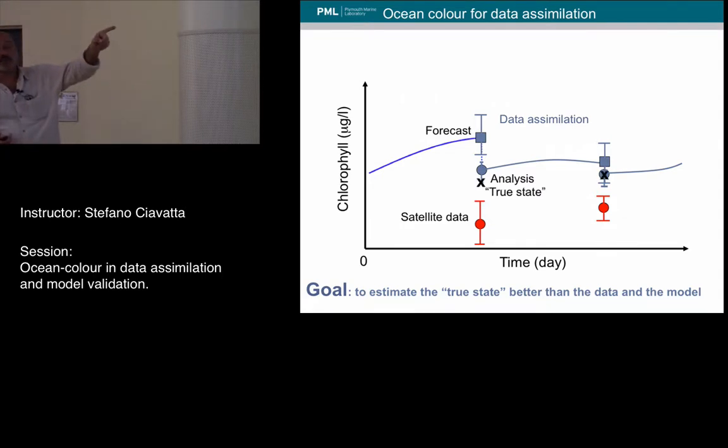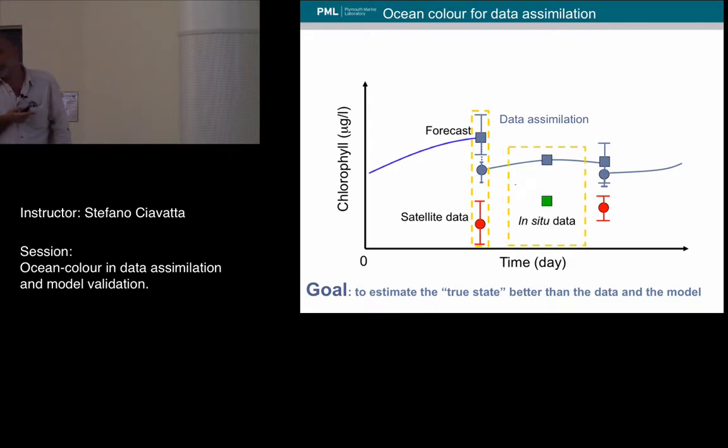The thing is that we want to get the analysis close to the true state of the ecosystem. This is all about data assimilation. A true state that we are assuming is somewhere between the model prediction and the satellite data. So we are aiming at the true state, even if we are getting close to the satellite data. Then we can compare the forecast and the analysis with the satellite data and say, okay, my data assimilation system works, I have improved my estimate of ocean color, and so on.